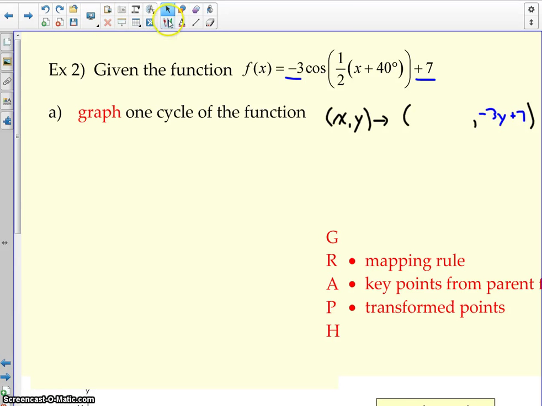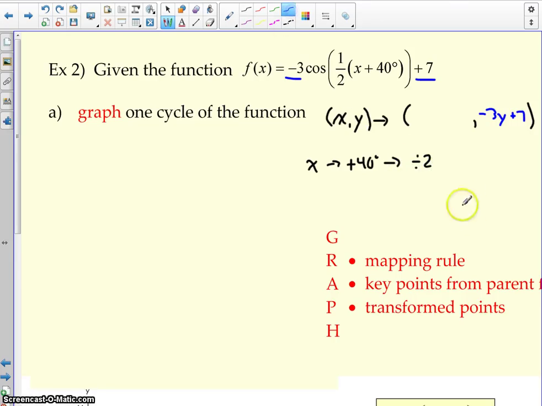Okay, welcome back. You may have already noticed a little mistake I made at the end, and I was rushing to get things in before the 15 minutes were up. So when I was looking at what was happening to x inside the equation, the first thing that happens to x is I add 40 degrees to it. Okay, so it's x plus 40 degrees, and then I multiply by half or divide by 2.